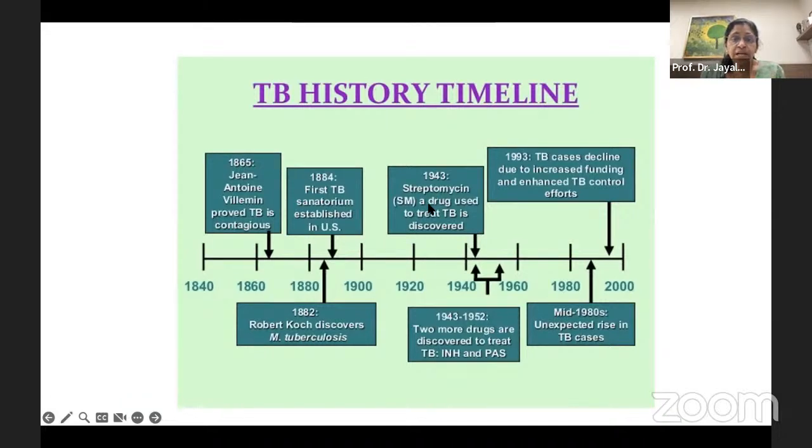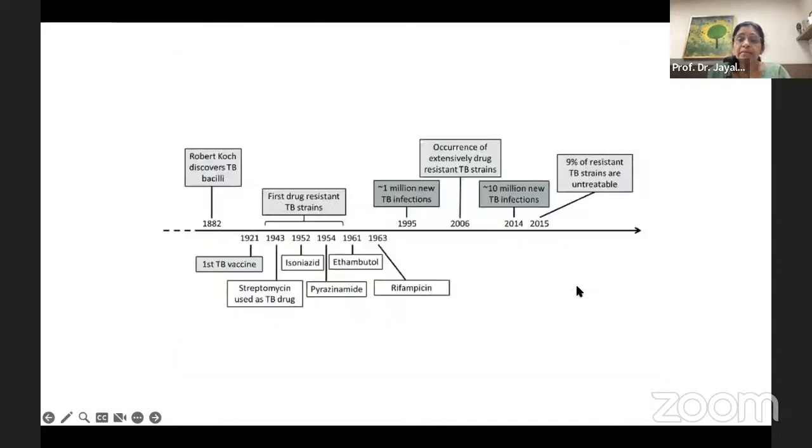In 1943, for the first time, a drug called streptomycin was identified, which could treat tuberculosis. From 1943 to 1952, two more drugs were discovered, that is isoniazid and PAS. After that, we had many more drugs: pyrazinamide was discovered, ethambutol was discovered, and TB cases started slowly declining. But in the 1980s, there was again an unexpected rise in TB cases, because of the AIDS pandemic. Isoniazid, ethambutol, pyrazinamide, rifampicin, streptomycin, the main drugs, were all discovered up to 1963. And this is still the mainstay of tuberculosis treatment now, almost 60 years after rifampicin was discovered.